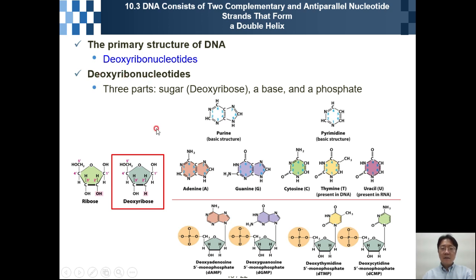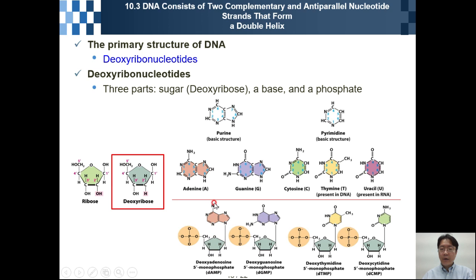Deoxyribonucleotides are composed of three parts: the sugar, deoxyribose, a base, and a phosphate. The bases can be divided into purines and pyrimidines. Purines have two rings, and pyrimidines have one ring. Adenine and guanine belong to the purines, so they have two rings. Cytosine, thymine, and uracil belong to the pyrimidines. So this is the base, and the deoxyribose is at the bottom.